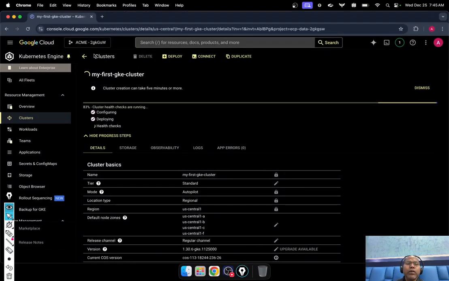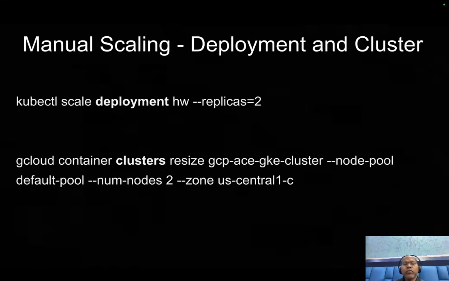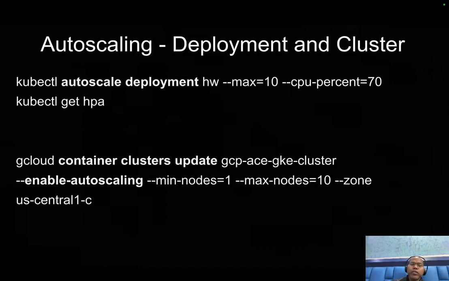So finally, our cluster is going to be created. Let's talk about one more thing: autoscaling. Let's say you want automatic scaling of your deployment in the cluster. So instead of just scaling, you can say kubectl autoscale deployment and tell it the maximum number of pods there could be.